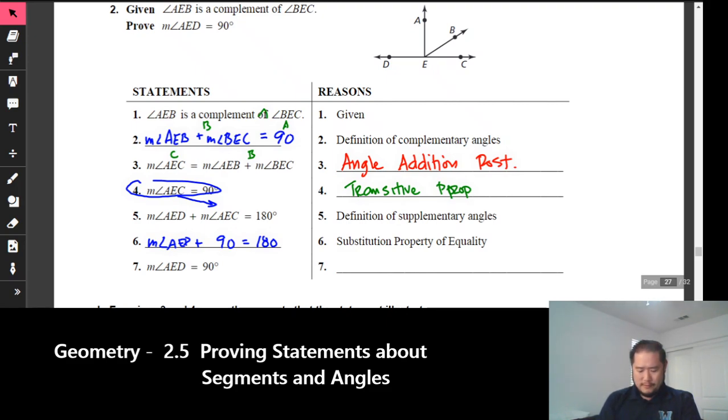All right, and so finally, we have the measure of angle AED is equal to 90. Hey, what happened to this 90 right here? Maybe mathematically you remember, you do something to one side of the equation, you have to do it to the other. So finally right here, we can say that this is our subtraction property of equality for reason number 7.